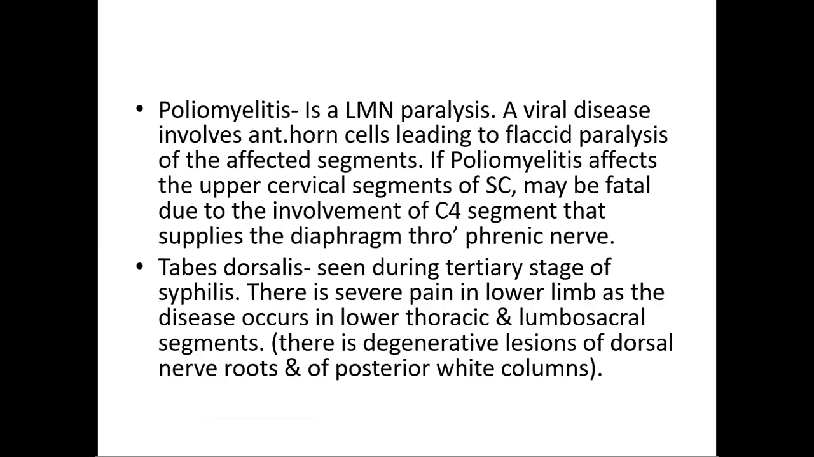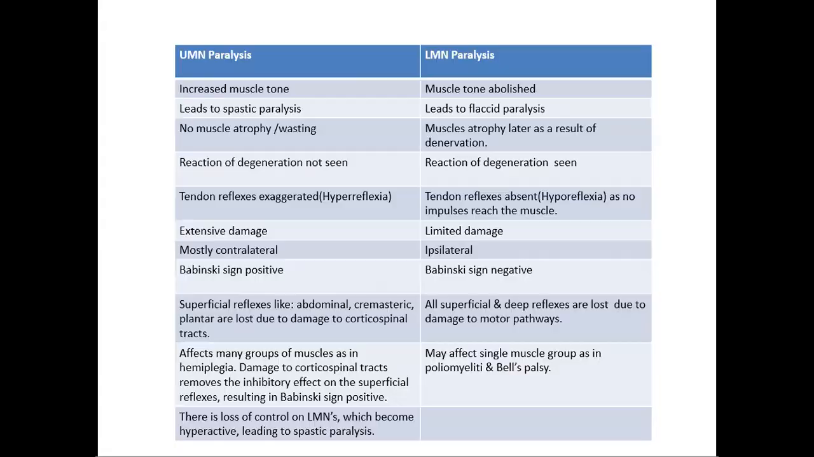So I think before that, I want to show you this table. The table is about the differences between UMN paralysis and LMN paralysis. Try to remember any one, and the contrasting will be the other one. For example, if we take UMN, upper motor neuron paralysis, then what do we appreciate in this condition? Usually there is hypertonia. Hypertonia is increased muscle tone, but there is no muscle wasting or muscle atrophy. That's why we call it spastic paralysis in this condition.